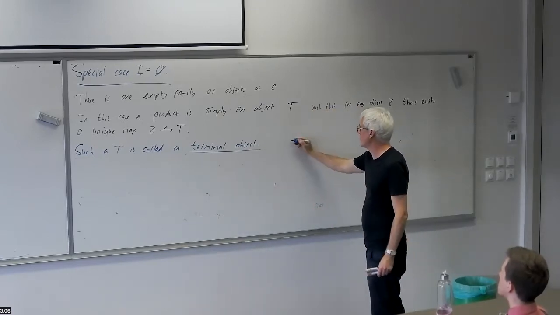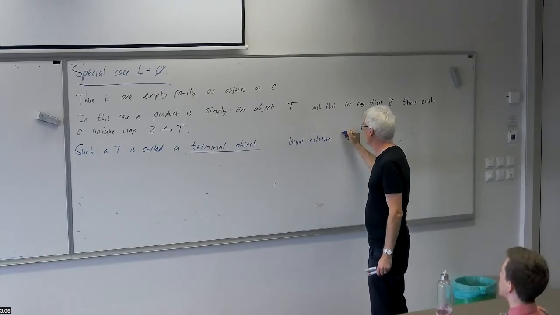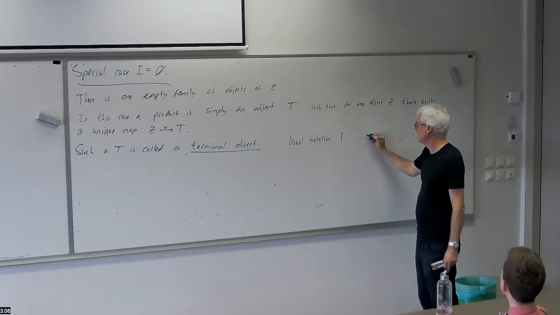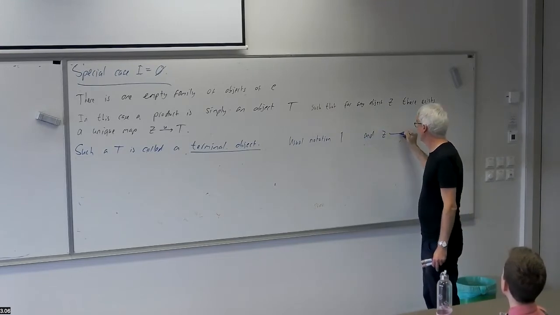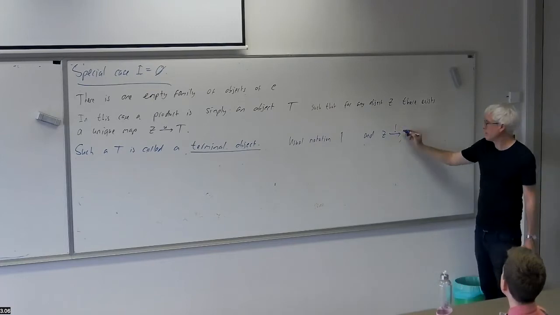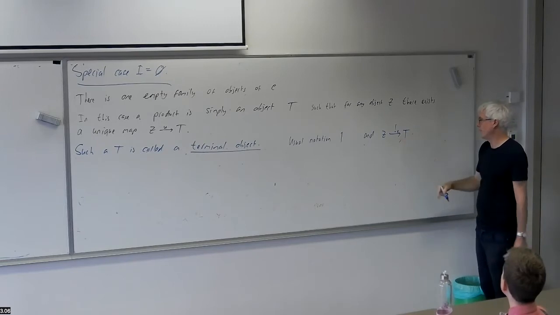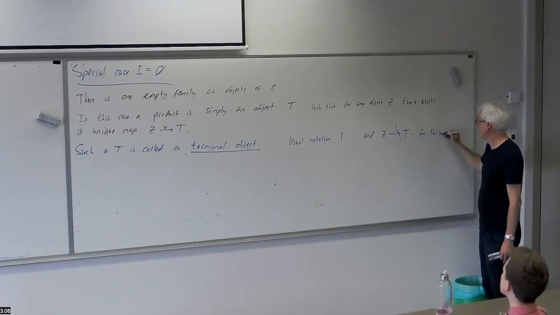And the usual notation is 1 for the terminal object, and the unique map is written with an exclamation mark. Sometimes you put sub Z to make it clear what the domain of the map is for the unique map.